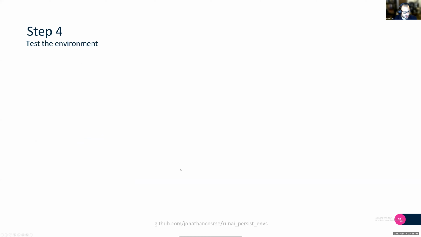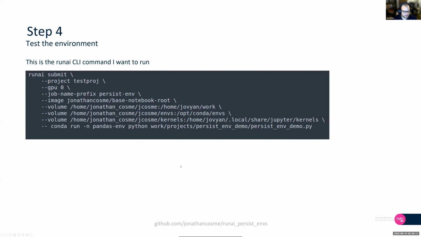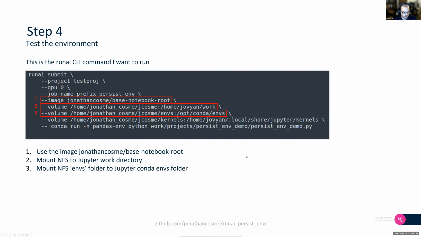And so the CLI command that we want to run looks like this: runai submit with all of these arguments. So let's just quickly go through the important ones. So one is the image. We want to use that base notebook root image that we've been using. Second, we want to make sure that we're mounting our NFS to the work directory. Third, we want to mount that environments folder. Very important. And then, of course, we want to mount the kernels folder as well.